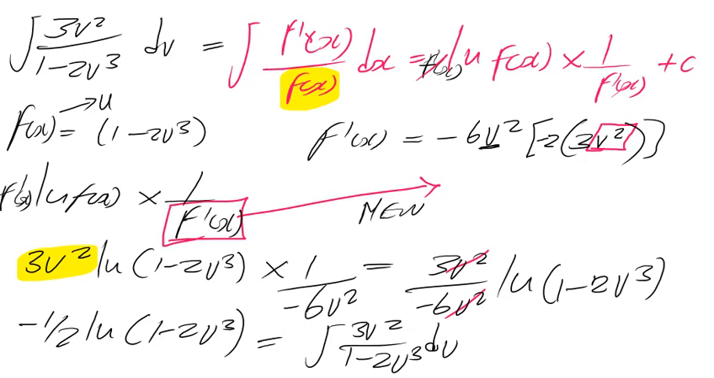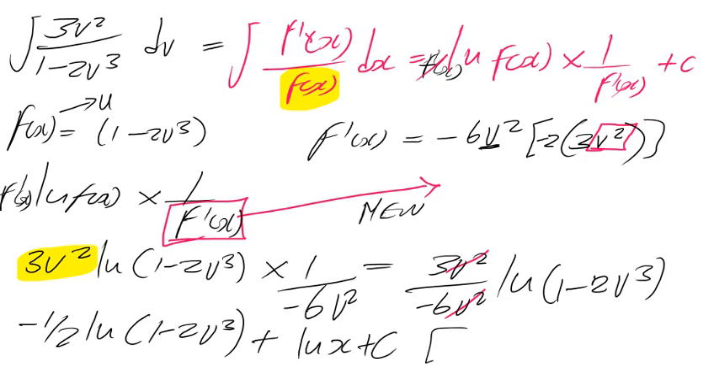So here is what I mean: your final answer will be the minus half ln of 1 minus 2v cubed, plus ln x plus c. This will be your final answer. Obviously you have to say y is equal to vx, so you substitute the value of v. That's all. That's how you do it.